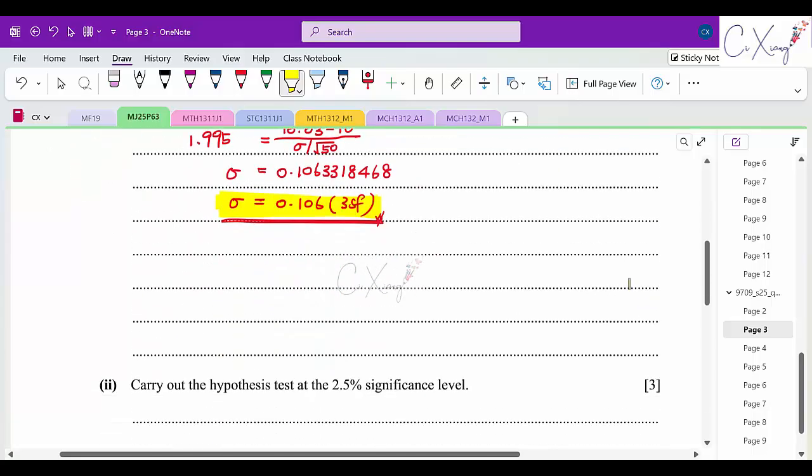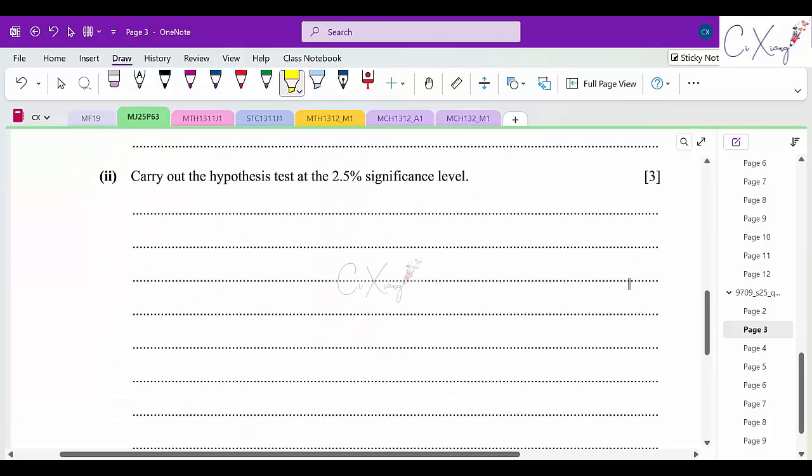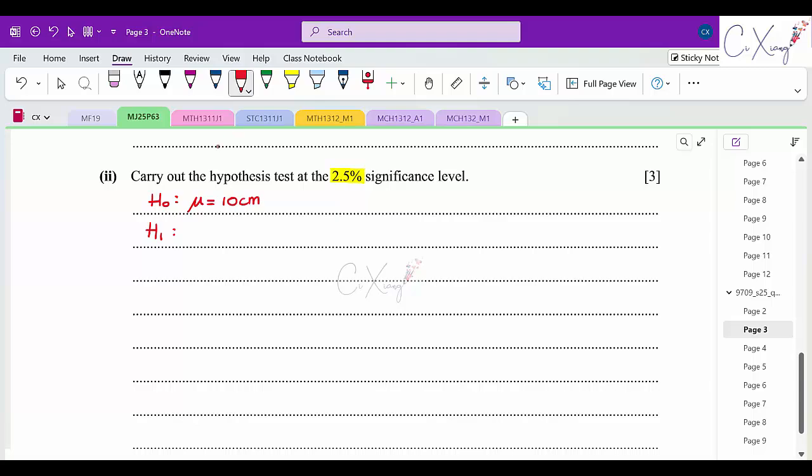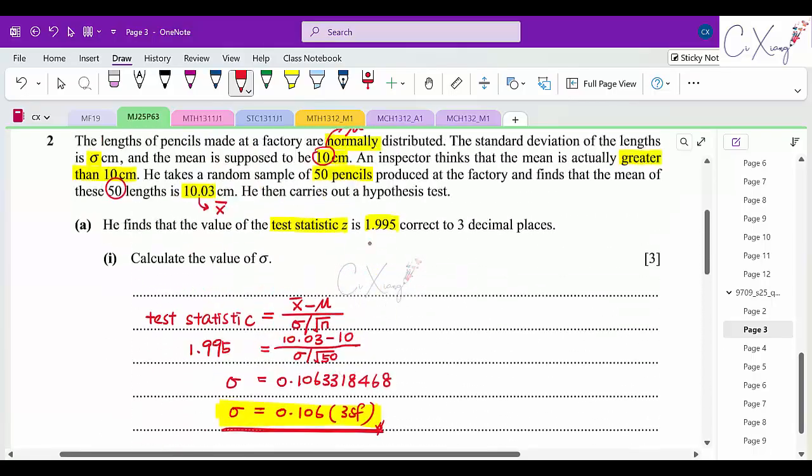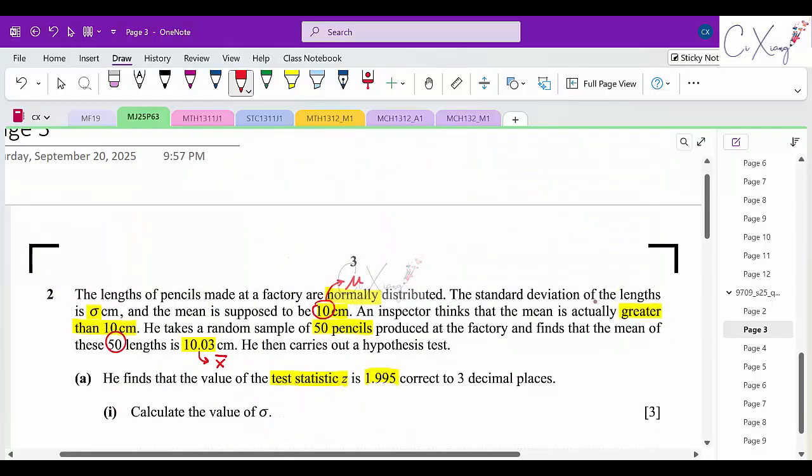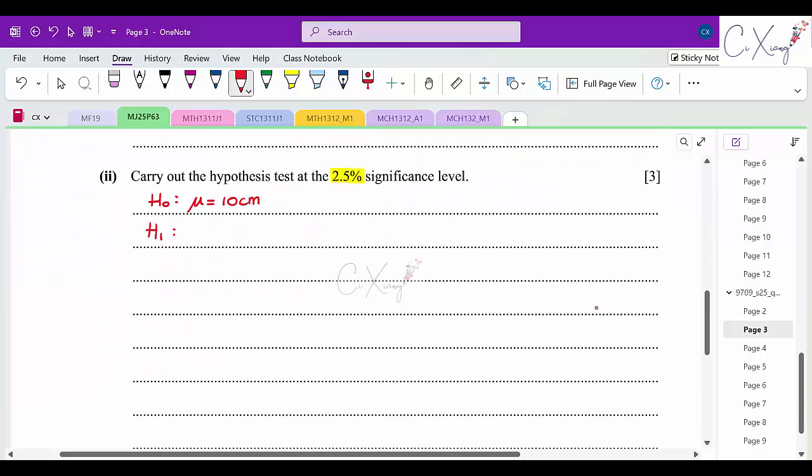Then let's continue to part number 2. Carry out the hypothesis test at 2.5% significance level. Let's set up the question here. First step, write out the null and alternative hypotheses. We have mu equals 10 cm. Do you still remember we highlighted the keyword just now, greater than? Greater than is a keyword to help us set up the alternative hypothesis. Therefore, our mu will be greater than 10 cm. So that's my first step.